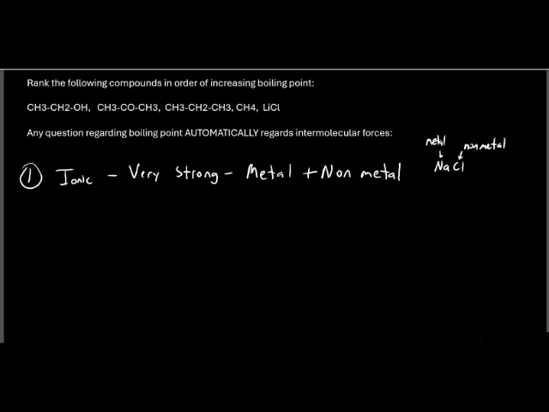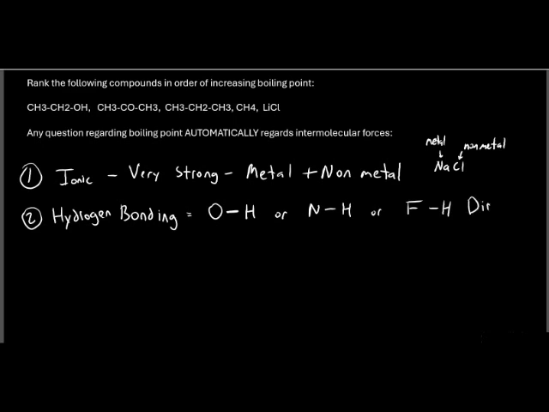The next strongest intermolecular force you'll need to know about is hydrogen bonding. This is not as strong as ionic, but it is still fairly strong. Hydrogen bonding will occur in any compound that has either oxygen directly connected to hydrogen, or nitrogen directly connected to hydrogen, or fluorine directly connected to hydrogen. This must be a direct connection only.